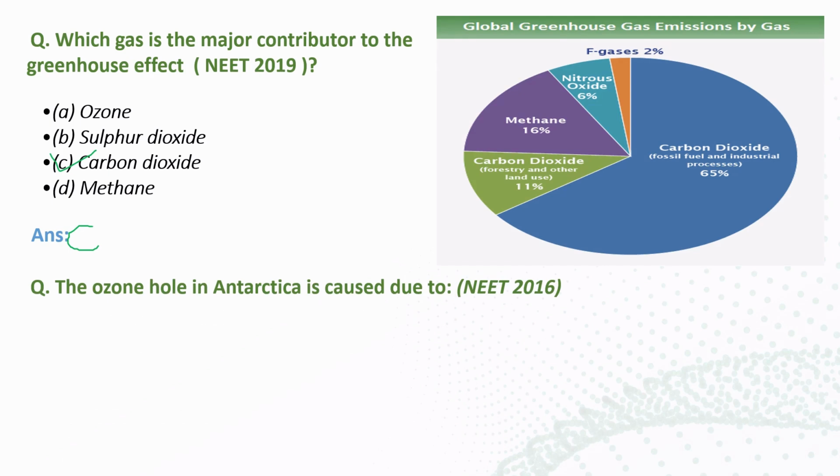What is the next one? Here they have also asked about the atmosphere itself, and the question is about the ozone hole. They are asking what the ozone hole in the Antarctica is caused due to, that is, the reason why the ozone hole is formed in the Antarctica. Here they have given the options: CFCs, meaning chlorofluorocarbons, SO2, PAN, and nitric oxide. They have given gases, and among these, you have to say which one caused the ozone hole.